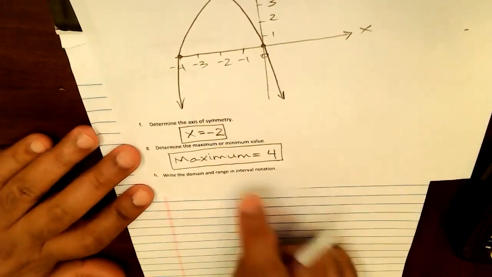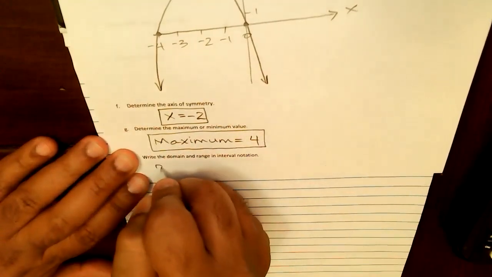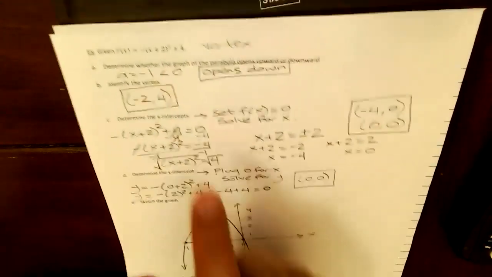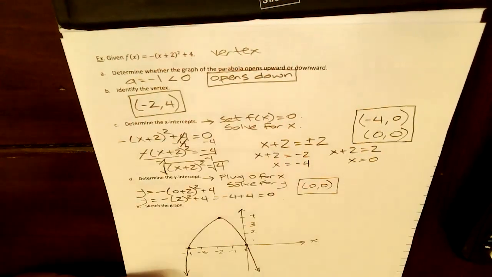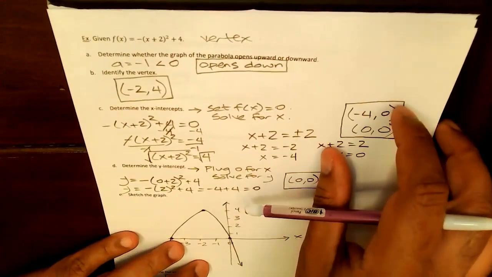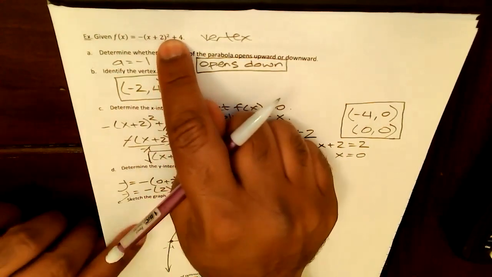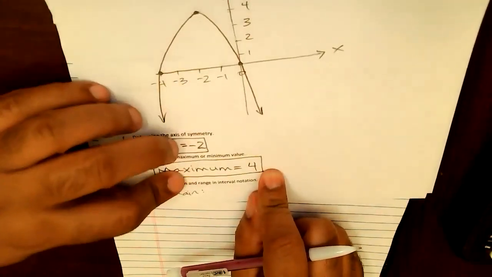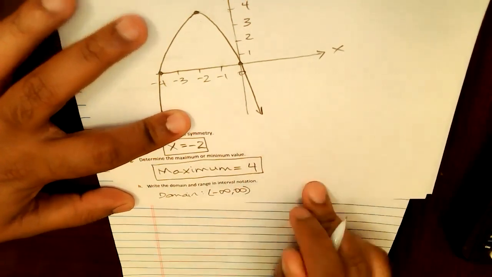Lastly, on this example, they want me to find the domain and the range. So for the domain, we can go back to either looking at our graph or we can look at our function. So remember, going back to domains of functions, we need to watch out for square roots and fractions. A quadratic function does not contain any square roots or fractions in it, so the domain will be all real numbers. So all real numbers, we can write that in interval notation as negative infinity to positive infinity.